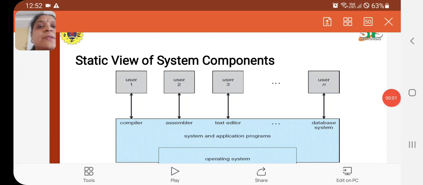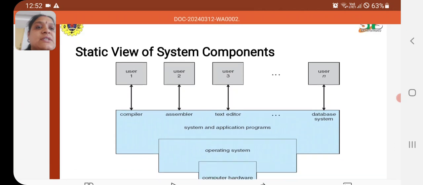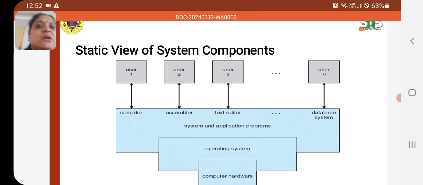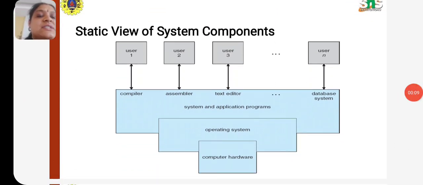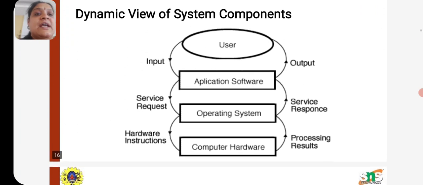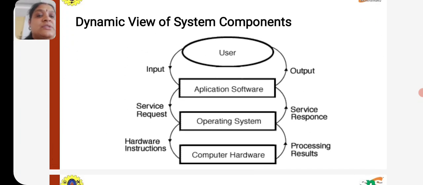Hello all. In this video, we are going to see about the static view of the system components. So this is the static view, and the diagram is similar to the previous hierarchical view of the diagram. You have hardware, operating system, the next layer is system and application program, and the last layer is called the user. Okay, next is the dynamic view of the system components.